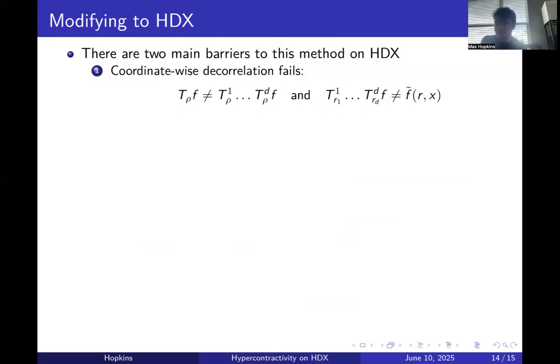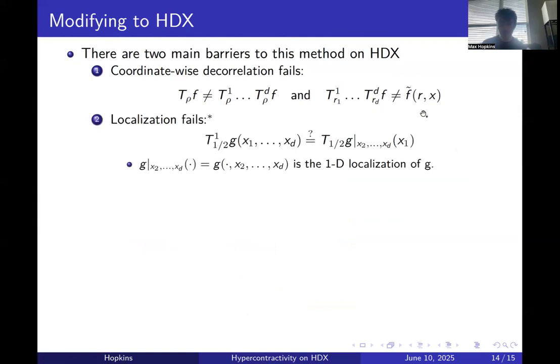In particular, because of lack of independence, coordinate-wise decorrelation fails, at least naively. It's no longer true that T_rho of f is equal to the product of these coordinate-wise operators applied to f, nor is the product of the T_{r_i} operators equal to the symmetrization of f. And second, localization also fails, or at least it probably fails. It's not clear why this would be true.